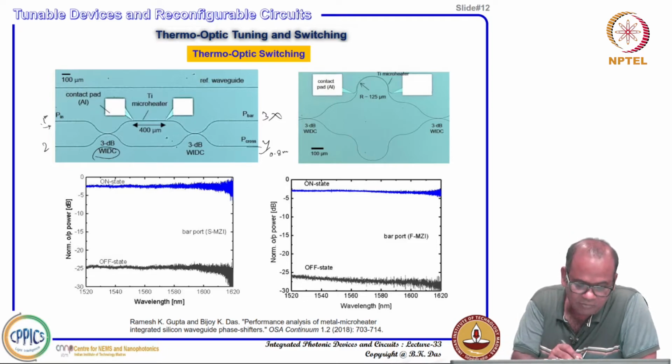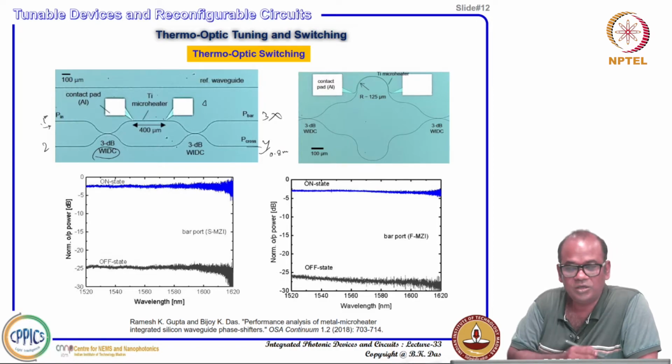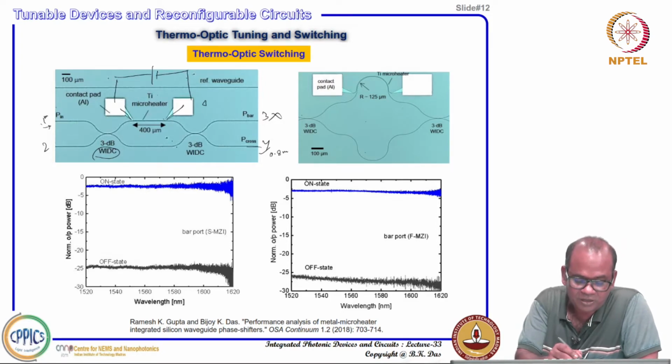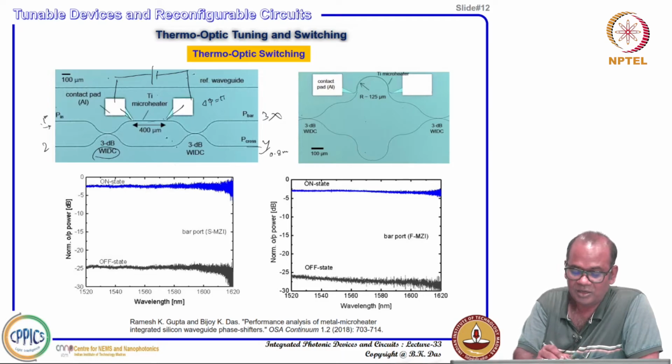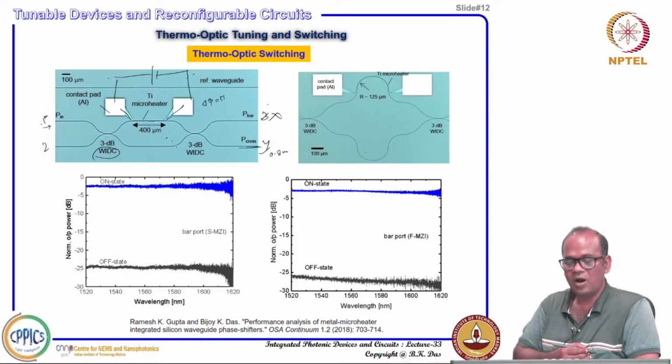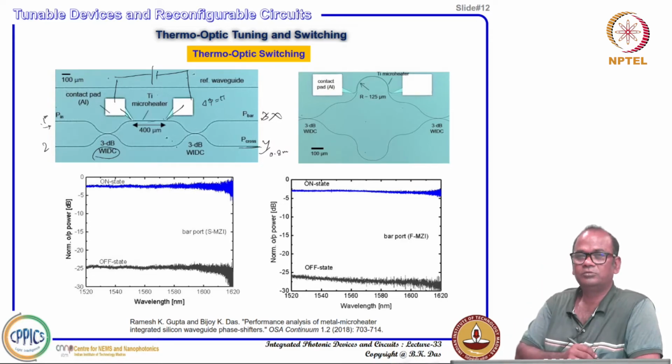However, if you have a phase shifter here, a thermo-optic phase shifter, in this case a titanium heater is deposited very close to the waveguide structure, and that has been connected to aluminum contact pads through which you can supply some voltage. And because of the current, because of the temperature rise, if you can introduce a pi phase shift, then the entire power will switch over to the bar port. So, you can actually switch power from the cross port to the bar port.